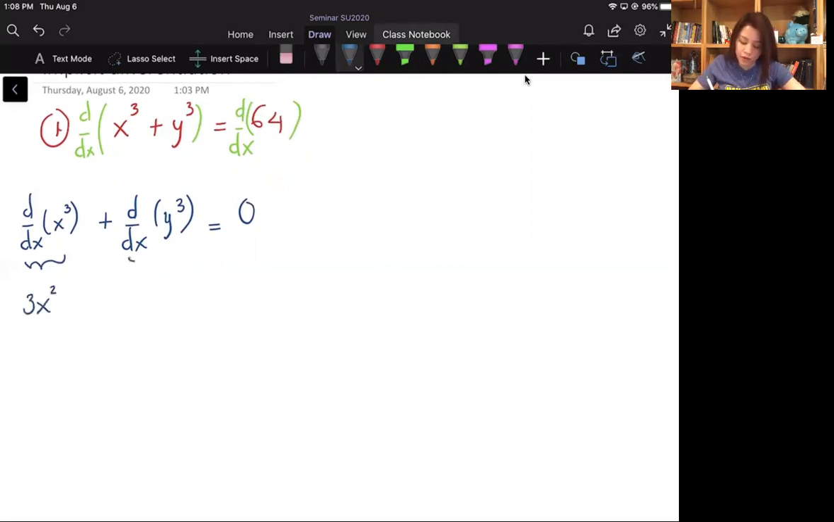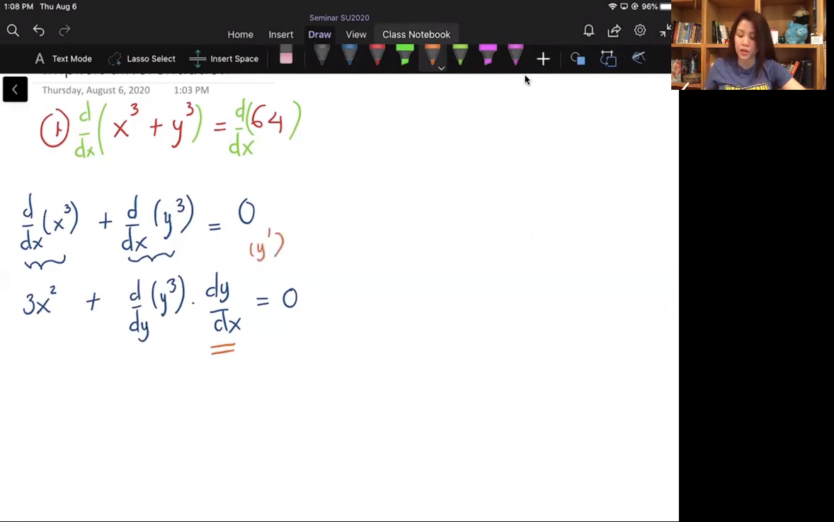However, for the derivative with respect to x of y cubed, we need to apply the chain rule here, right? So first, we take the derivative with respect to y of y cubed, and then multiply it by the derivative of y with respect to x, because here y is a function of x. So whenever you do implicit differentiation, if you take the derivative with respect to x of a y term, you always add dy/dx. Or if you don't want to write dy/dx, you can write y prime.